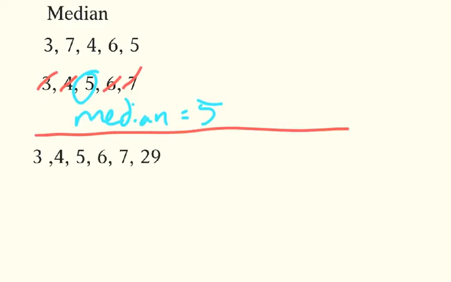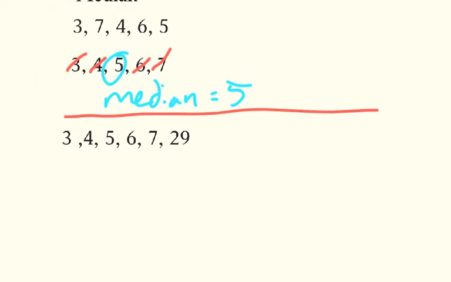It is worth noting that when we have an even number of data values, we still again work our way from the outside, find our middle two data values and find the mean of those two. In this case, 5 plus 6 is going to give us 11, divided by 2 is 5.5. Note here that, again, with the addition of the outlier of 29, it did impact our median, but not nearly as drastically as the mean was affected.